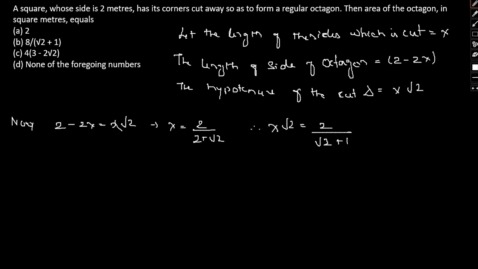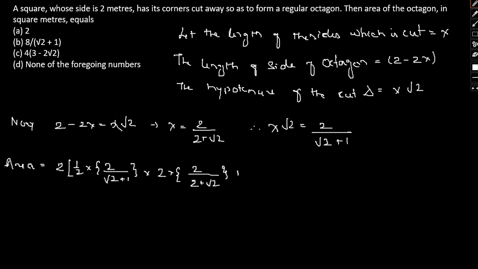Okay. Now if we talk about the area of the octagon, it will be simply given by 2 into root 2 plus 1 into 2 by 2 plus root 2, plus 2 into 2 by root 2 plus 1.